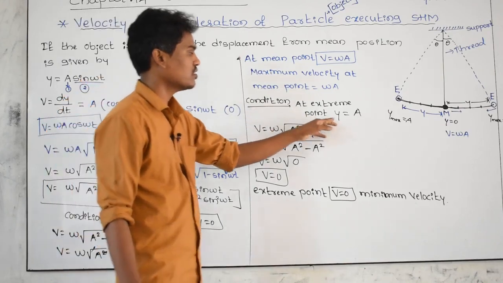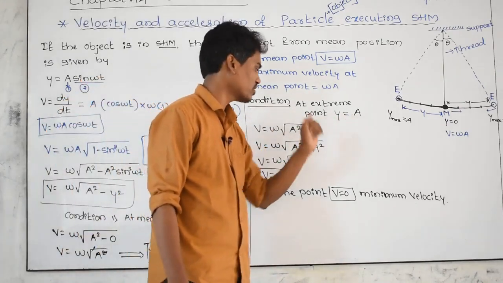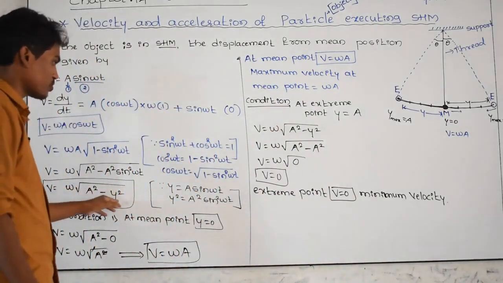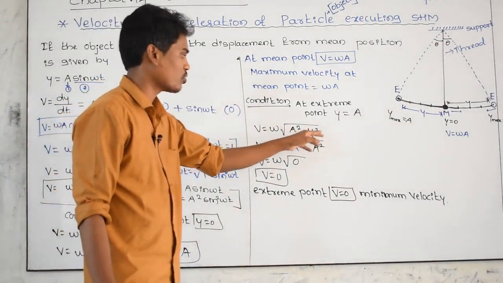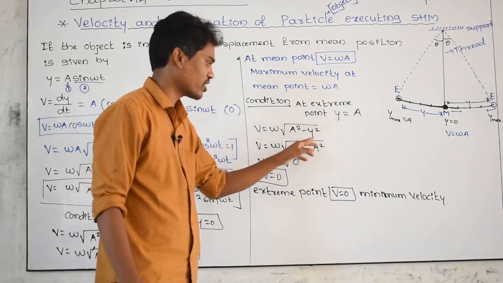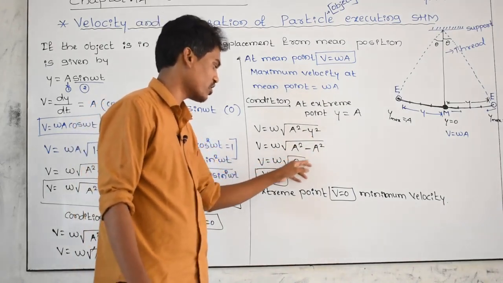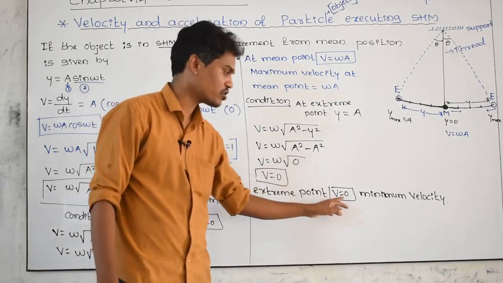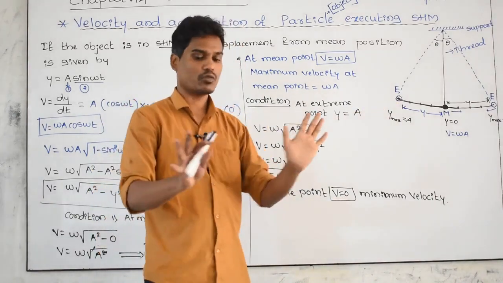Now apply the second condition at the extreme point. The displacement there is called amplitude, meaning maximum displacement. Again take the same formula, v is equal to omega root of a square minus y square. Substitute y is equal to a, so a square minus a square becomes 0, and omega into 0 is equal to 0. At the extreme point velocity becomes 0.